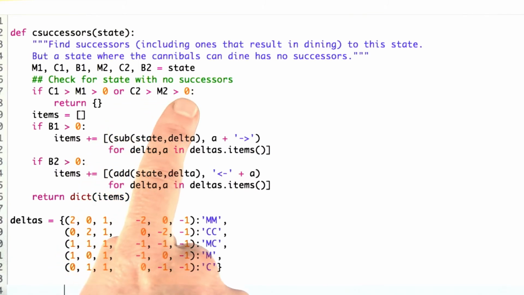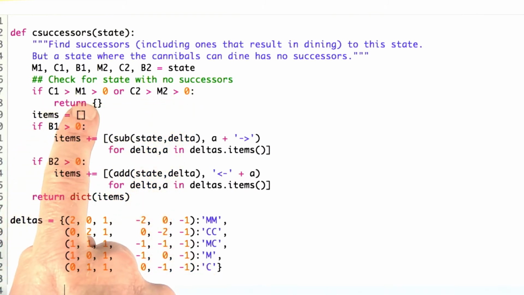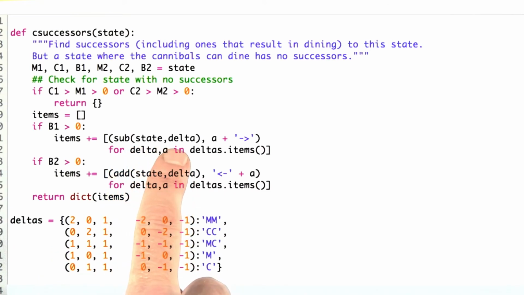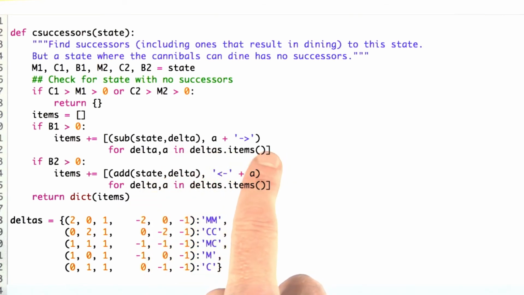First, we check for states with no successors. If there are more cannibals than missionaries, but there are some missionaries, then they're going to get eaten, and so we return the empty dictionary as a result. Otherwise, we're going to collect up a number of items in our dictionary, and we're going to do that by going through these deltas and subtracting the deltas from the side where the boat is and adding them in to the other side. And we have 2 directions we can go, from left to right, start to the other side, or from the other side back to the original side.